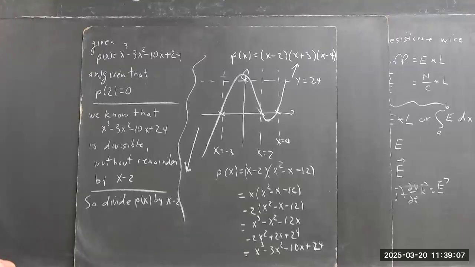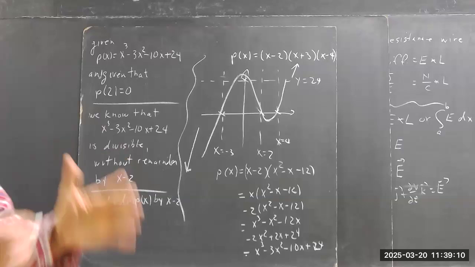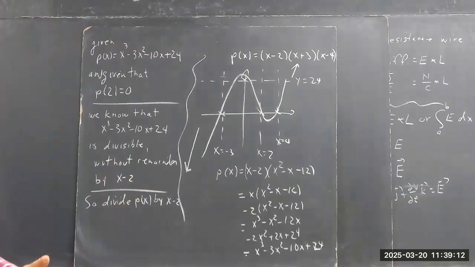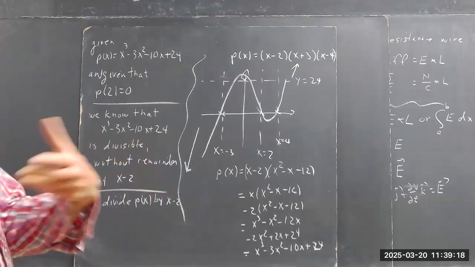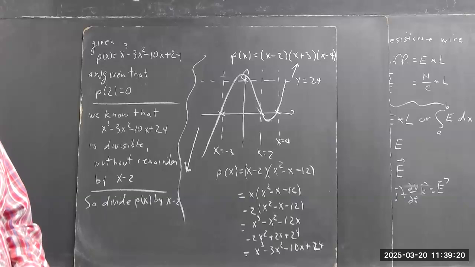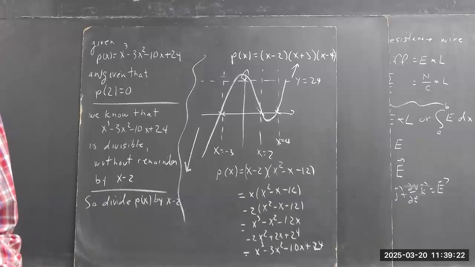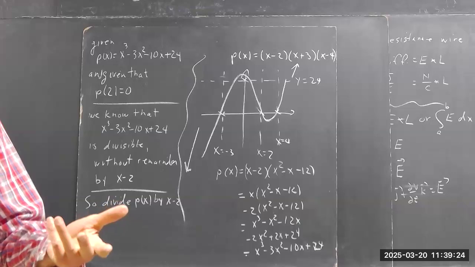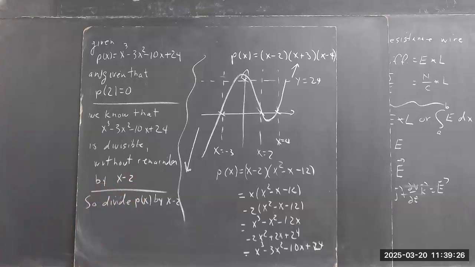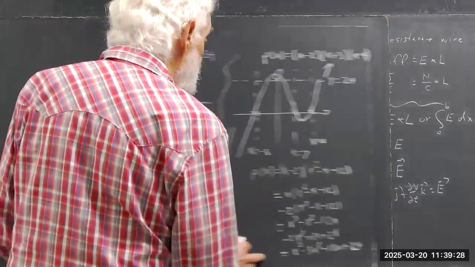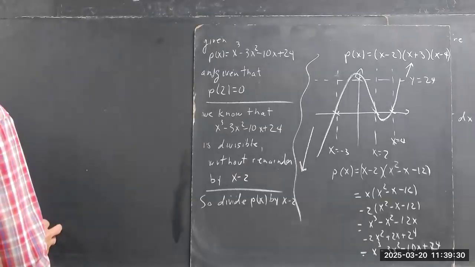What's going to turn out is that what we get is just a quadratic expression. And that quadratic expression is something we're going to be able to factor, or we can at least plug into the quadratic formula and find its zeros. So we're going to do that.